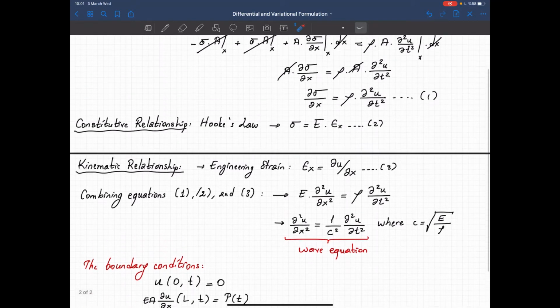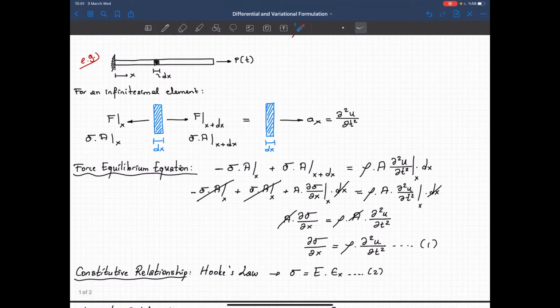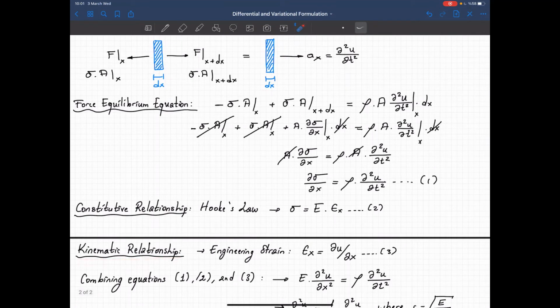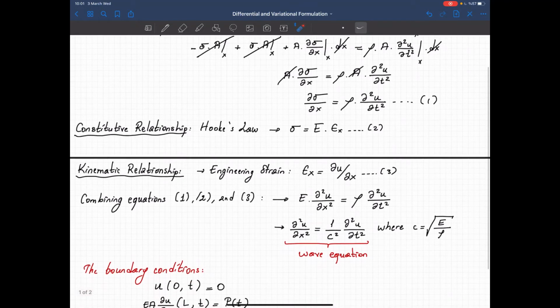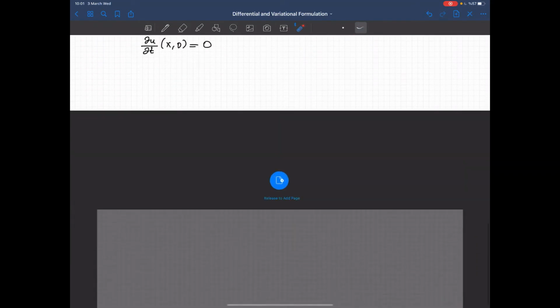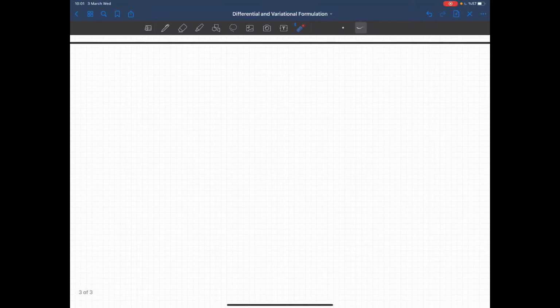So that's the approach, right? In this differential approach, we take a small piece, the smallest possible piece of that element, which is called an infinitesimal or a differential element. Write all our equations on that element. Basically, we have a force relationship, we have a constitutive relationship, and we have a kinematic relationship for this infinitesimal element. We combine them, and by combining them, we obtain the governing differential equation. So that's the first solution approach.